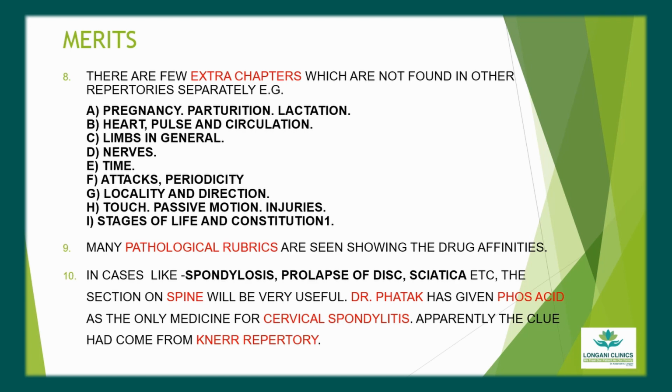B. Heart, pulse and circulation. C. Limbs in general. D. Nerves. E. Time. F. Attacks, periodicity. G. Locality and direction. H. Touch, passive motion, injuries. I. Stages of life and constitution. Many pathological rubrics are seen showing the drug affinities.